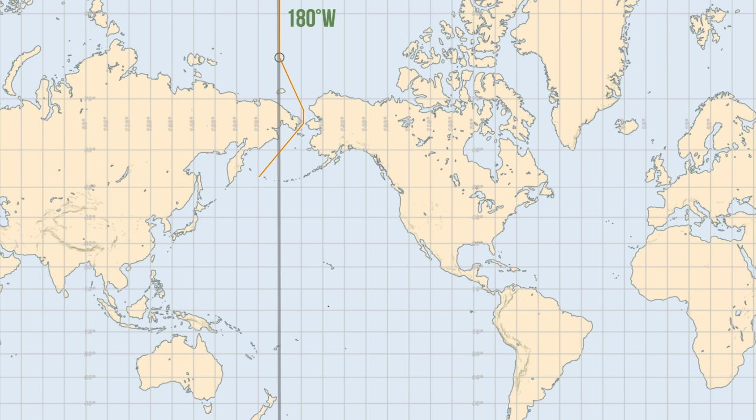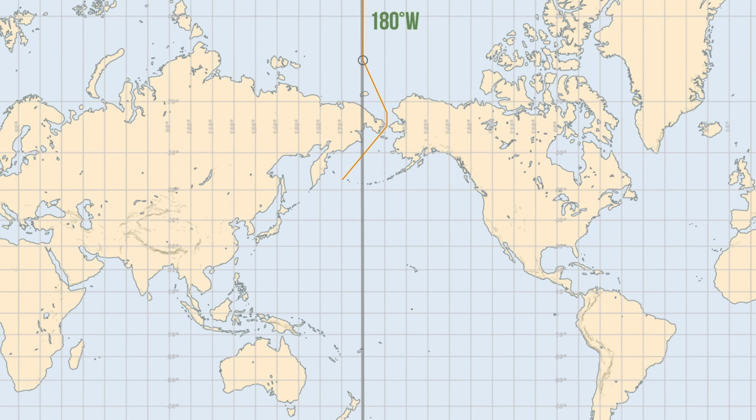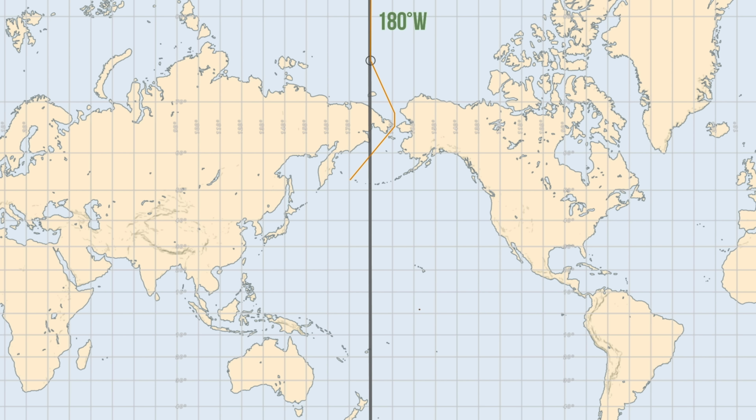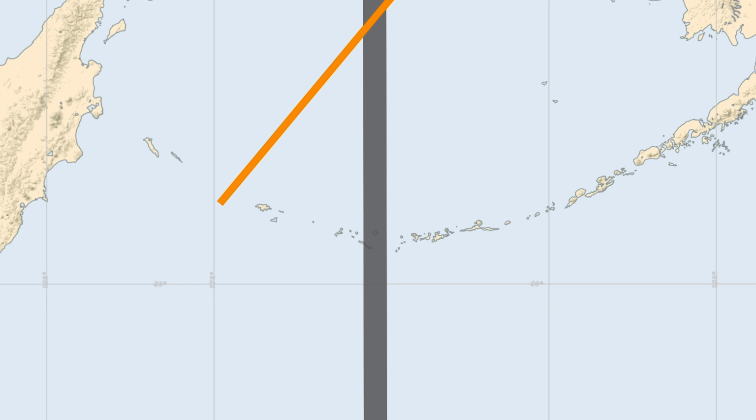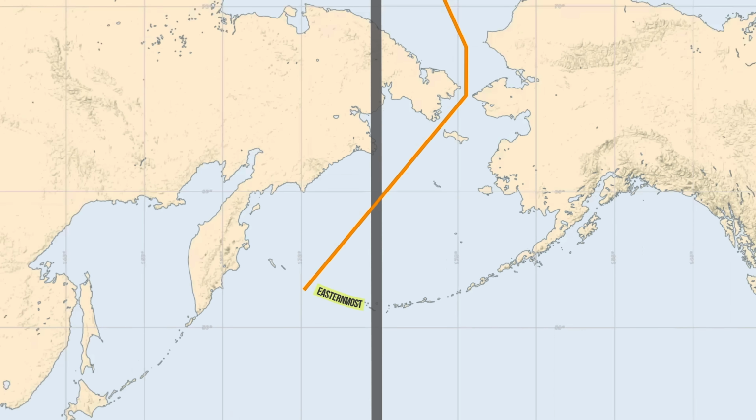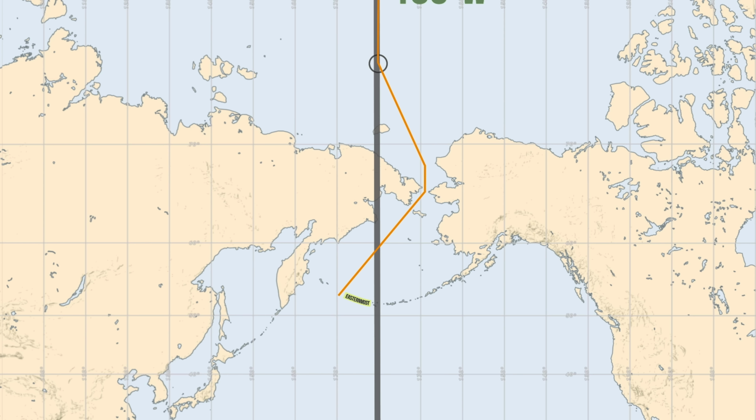It looks like the most western part of the United States, but really because it's on the other side of the 180th meridian, everything left of this line is actually in the eastern hemisphere. So this is technically the easternmost part of the US, but whatever, it doesn't really matter. These are all fake lines anyway.